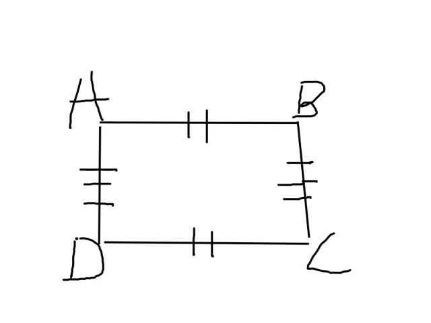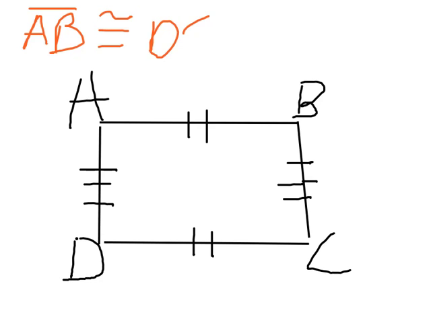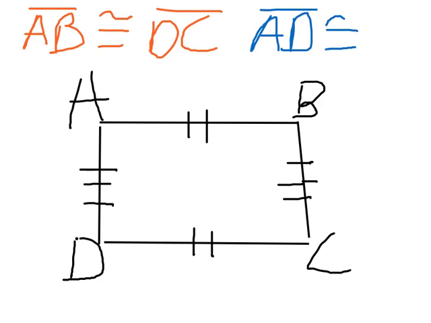Okay, here we have a parallelogram with two sets of congruent line segments. The way you would write it is line segment AB is congruent to line segment DC because they have the same markings. They each have two markers. And then with the other lines, we would say AD is congruent to line BC. It's a horrible B, but hey, you get the point.